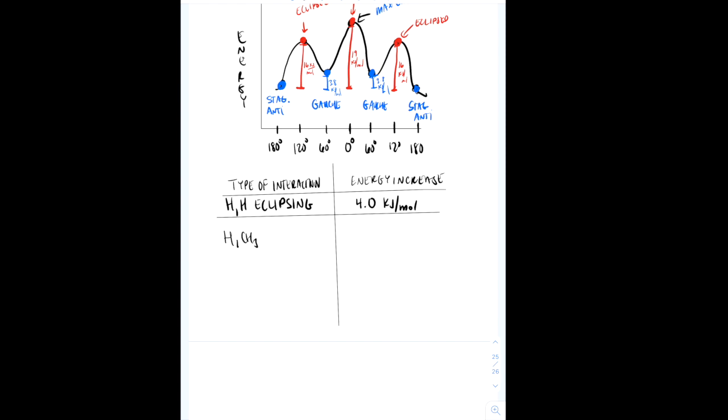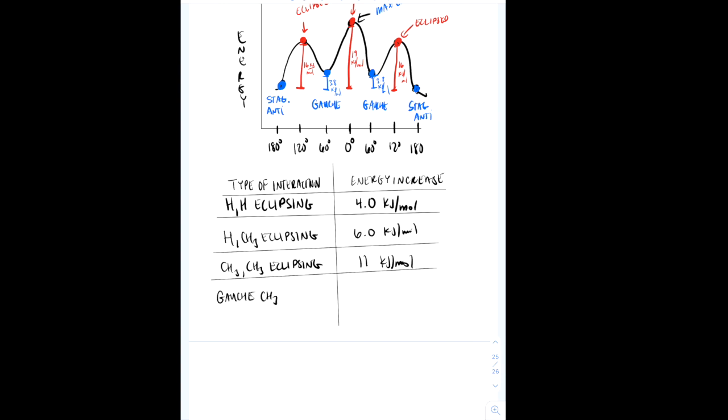We've got a hydrogen and a methyl eclipsing, and that is 6.0 kilojoules per mole. Okay, and we've got a methyl eclipsing a methyl, and that's 11 kilojoules per mole. And then the last one is gauche. So that is gauche CH3 groups, and that is associated with an increase in energy of 3.8 kilojoules per mole.